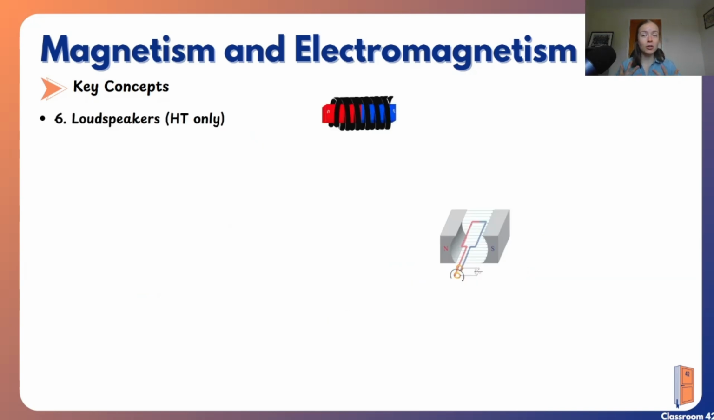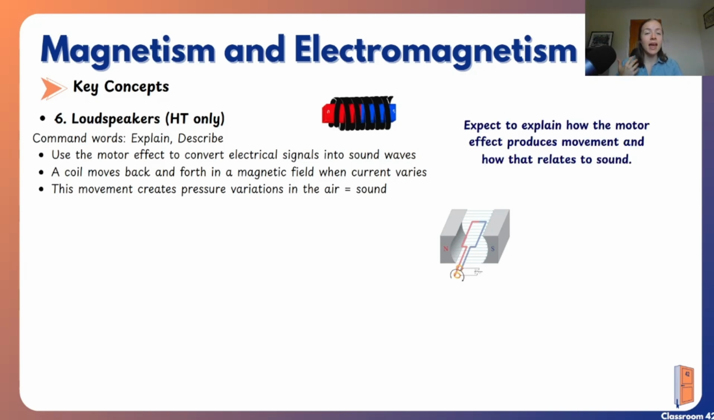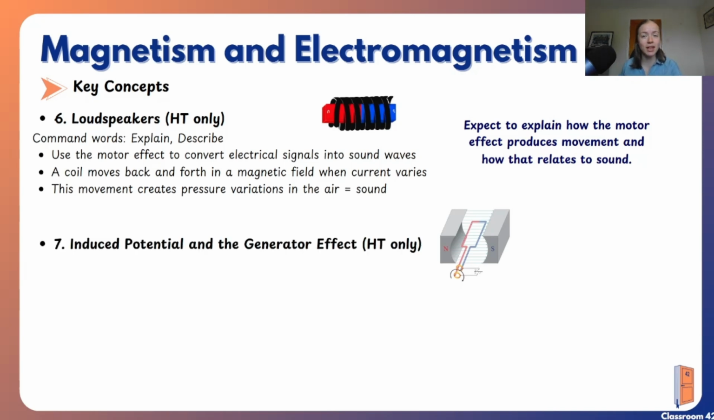If you're a higher tier student, you also need to be able to describe loudspeakers and how they are used. So we want to be using the principles of the motor effect to explain that they convert electrical signals into sound waves, and the coil moves back and forth in a magnetic field when that current varies. And that is what creates the pressure variations in the air, which result in the sound waves. So you need to be able to explain how the motor effect produces movement and how that relates to the sound, which is similar to what we were talking about in P6 waves.